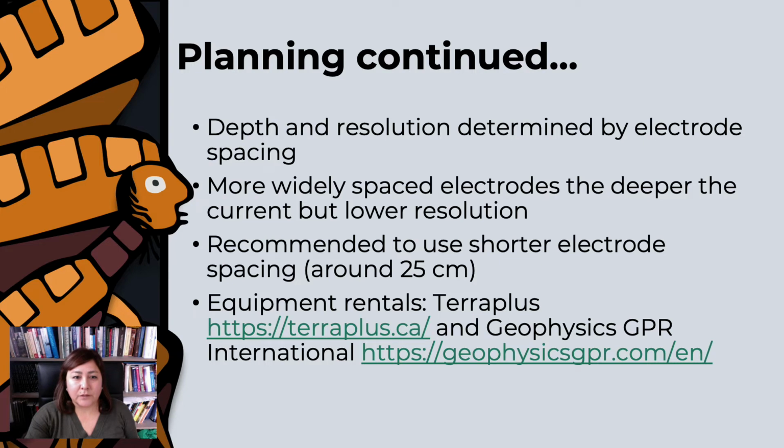Additionally, there are different electrode configurations, which electrodes are sending and receiving the current, that will result in different types of data collected. As a result of all of these factors, many authors recommend shorter electrode spacing, around 25 centimeters, to get as clear and detailed a profile or map of potential graves and grave shafts as possible.